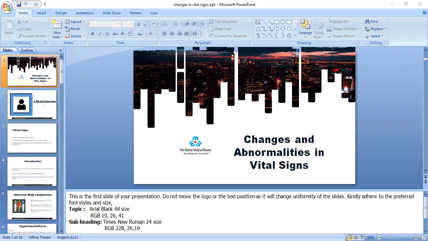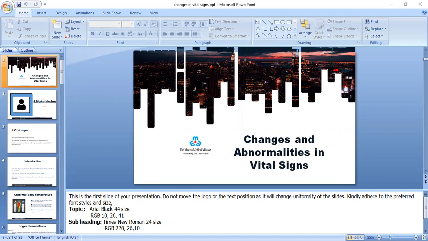Non-infectious causes continue with neurologic causes like subarachnoid hemorrhage, autoimmune disorders like rheumatoid arthritis, systemic lupus erythematosus, and immunodeficiency syndrome. Others include myocardial infarction, pulmonary embolism, high environmental temperature, and exercise.